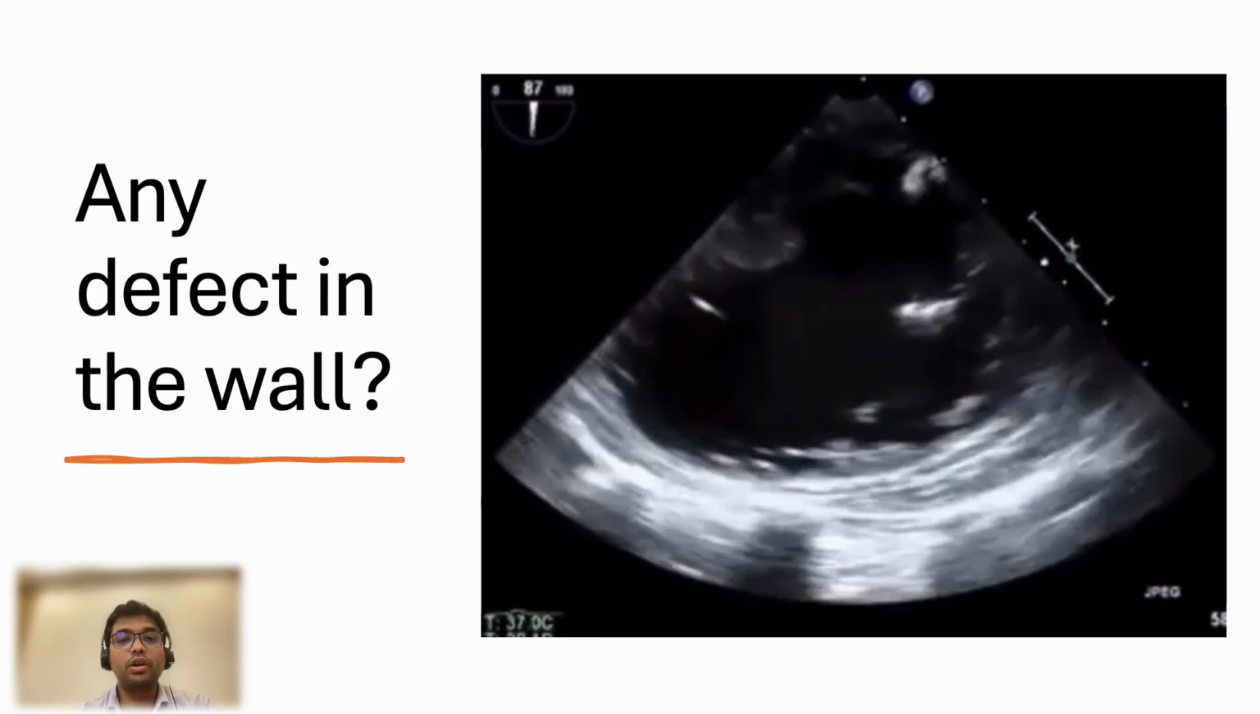So we'll have to look for if there is any defect in the wall. So we can see over here there is an aneurysmal formation in this LV wall.